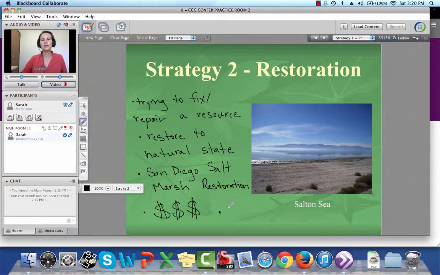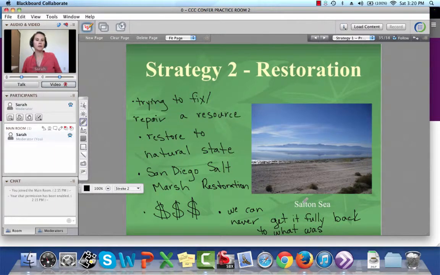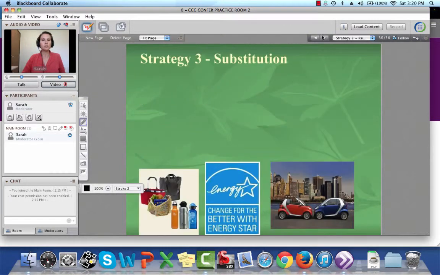And the other issue is that we can never get it fully back to what it was. Okay, we cannot build a complex ecosystem like Mother Nature can. So the best we can do is try and put it back the best we can and hope that nature will take hold and rebuild all those very intricate connections and systems. But restoration is definitely another strategy that we use to conserve our natural resources.